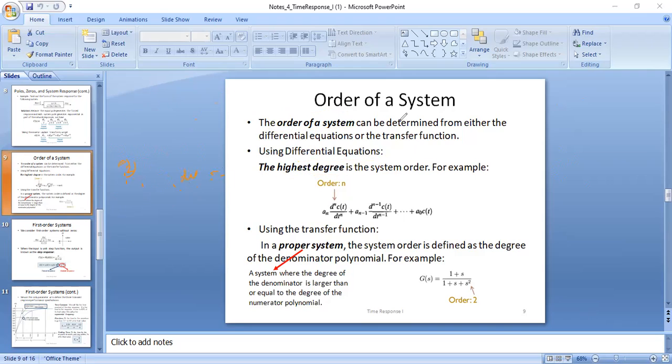And I already told you one thing, that in a proper system, system order is defined as the degree of the denominator polynomial. Suppose you have s upon s square plus 2s plus 1. So what will you say? What is the order? 2. Yes, 2. Suppose you have s plus s square plus 4 plus s plus 1 upon s square plus 2s plus 1. What is the order? Order is still 2 because you always check it from the degree of the denominator polynomial.